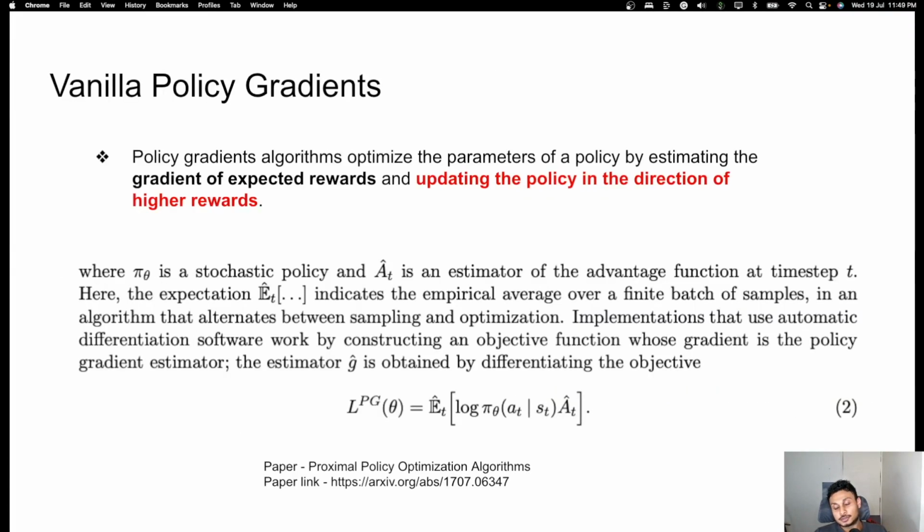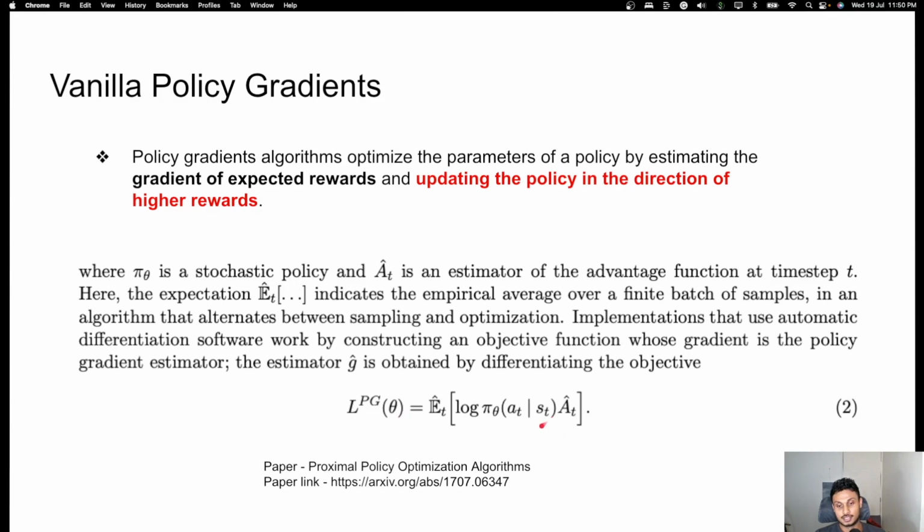In order to understand the main terms in PPO, you need to understand policy gradient theory. Policy gradient algorithms optimize the parameters of a policy by estimating the gradient of expected rewards and updating the policy in the direction of higher rewards. That means in policy gradient methods, we directly optimize our model to get the best action. So if we write the loss function in policy gradient, this is it.